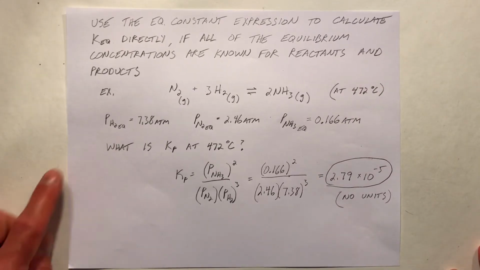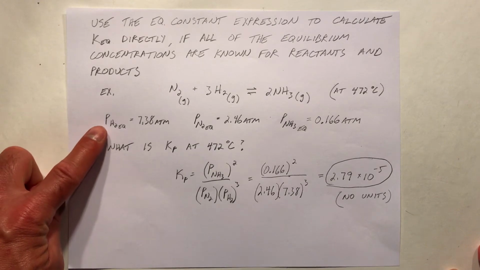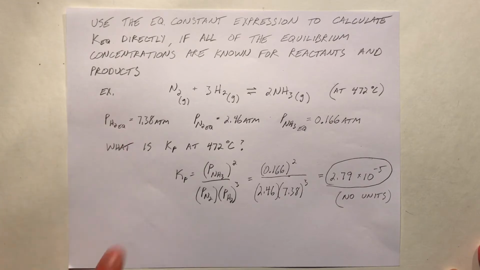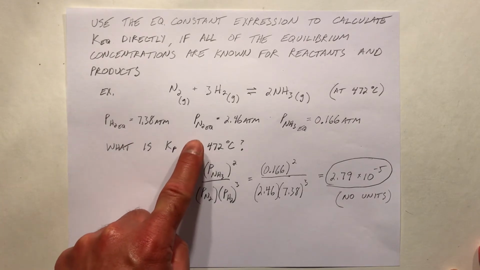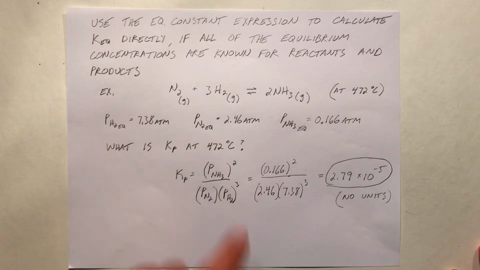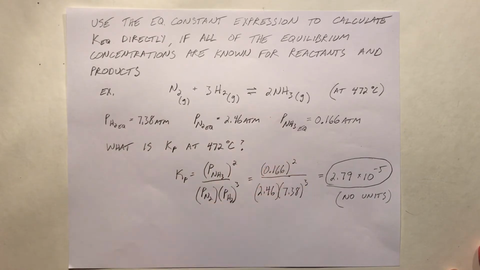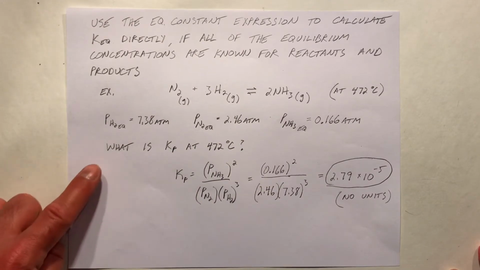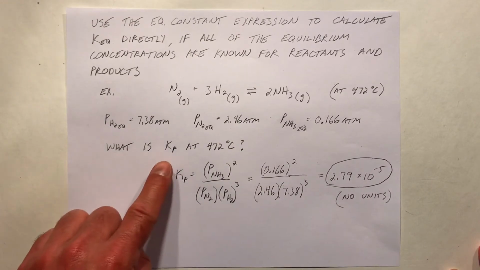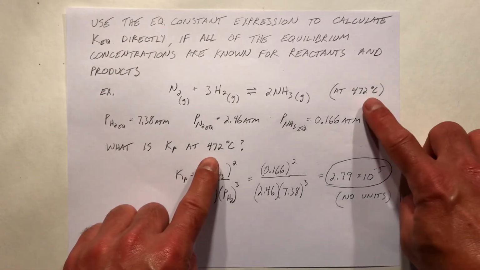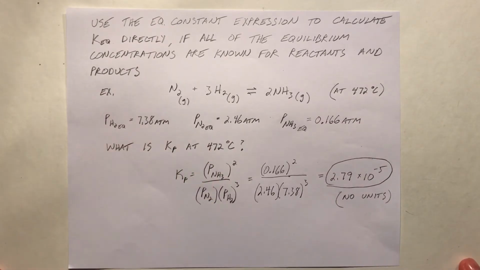All right, so let's say that it's given in the problem that the partial pressure of H2 at equilibrium is 7.38 atmospheres, that the partial pressure of N2 at equilibrium is 2.46 atmospheres, and the partial pressure of NH3 at equilibrium is 0.166 atmospheres. What is the Kp, or the equilibrium constant expressed with pressure, at that temperature, 472 degrees Celsius?